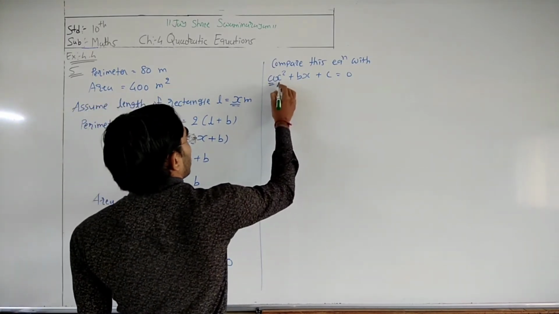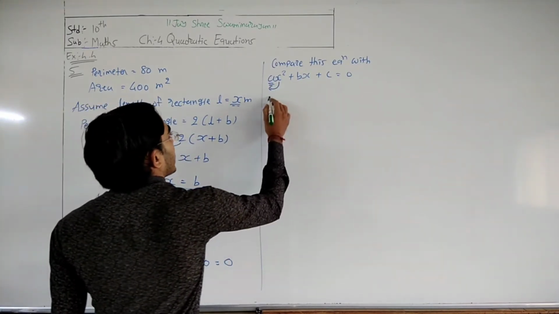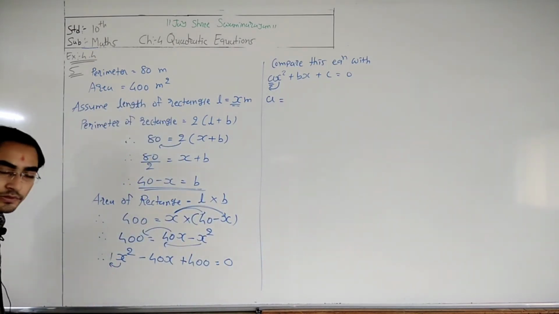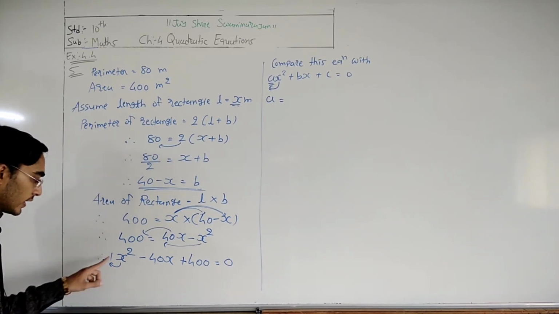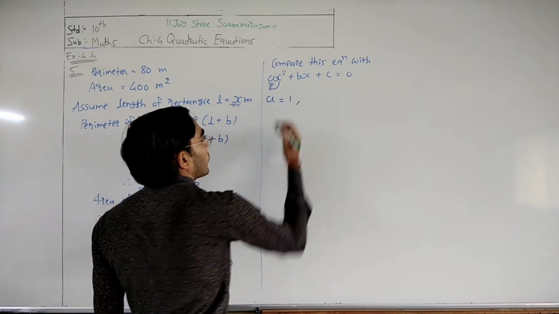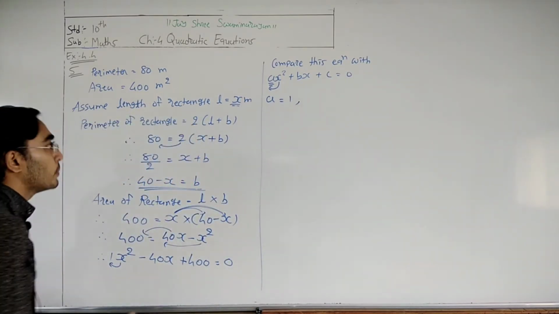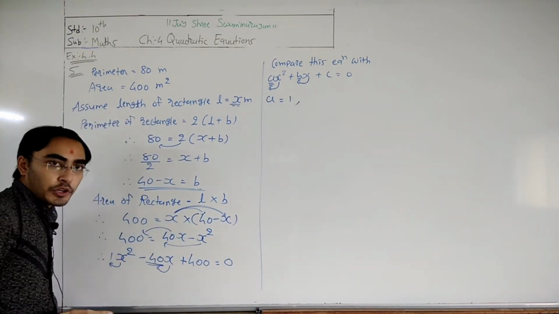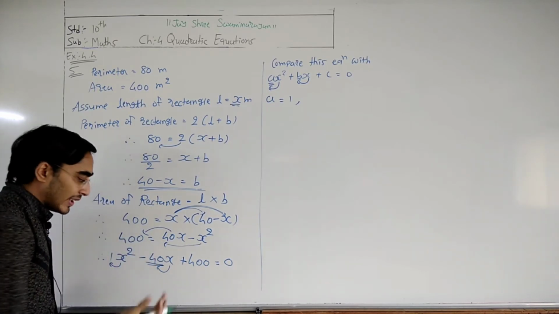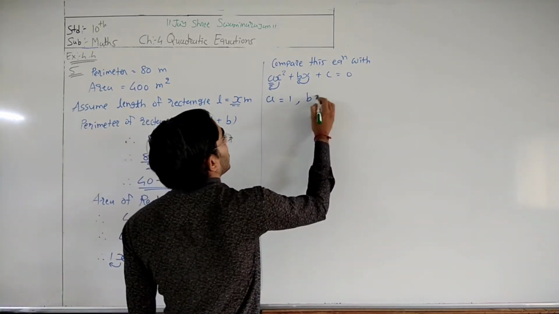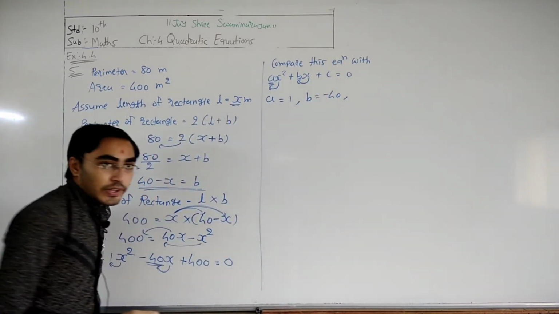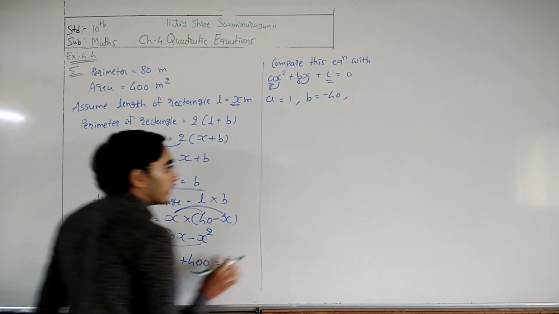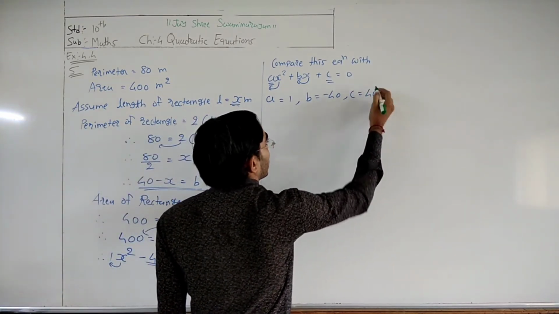Okay, now a means the coefficient of x square, right? We do not have any number here, so we can write 1. Nothing is there, so 1 is there. So the value of a is 1. Here the value of b means the coefficient of x. It is 40, but we need to write it with the sign, so minus 40. So b is equal to minus 40. After that, c means our constant term. Here the constant term we have is 400, so our value of c is equal to 400.